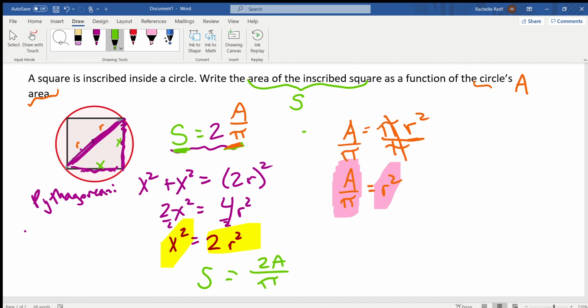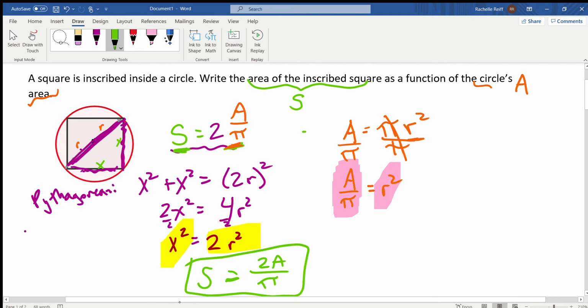And now I have my area of a square written as a function of a, because that's the only variable there, right? I know some of you are like, what about pi? Is pi a variable? No, pi looks weird, but remember that's just the number 3.14159, and so on. So it's just a number. The only variable here is a. So I've written my area of the inscribed square as a function of the circle's area.